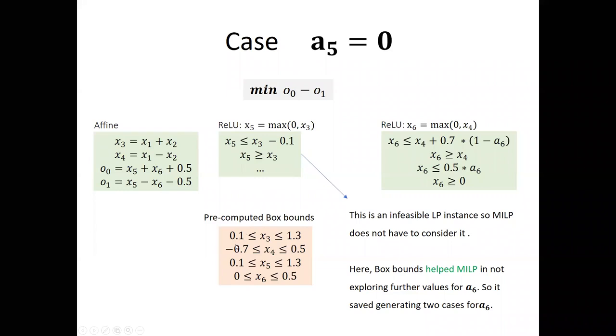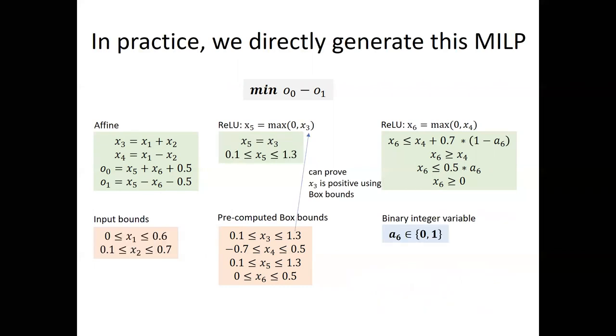You don't generate this case again because the x3 is strictly greater than 0, and so you get an unsat instance here. So if you just look at the case where A5 is 1, you can just generate that and not even deal with the variable A5. Just directly generate an instance where you only have A6 over here, and then deal with that case here. We can do that, as I said, because using the box analysis, we know that x3 is strictly positive, so we don't have to generate this case A5 is 0.